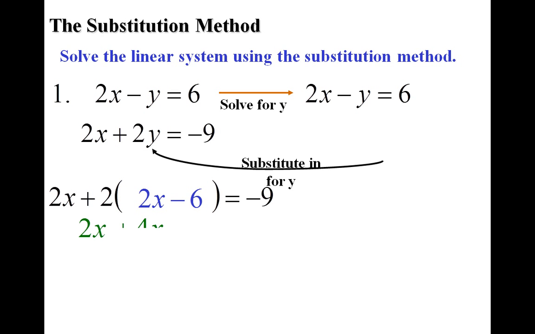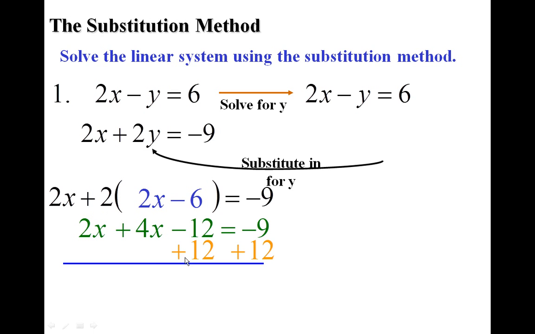Alright, so 2x plus 4x, and the 4x came from 2 times 2x is 4x. Then 2 times negative 6 is negative 12. And then we'll add 12 to both sides. And what we could have done is gone ahead and added 2x plus 4x together. We get 6x equals 3. And to solve for x now, we need to divide by 6. And x equals 1/2. So we know what x equals.